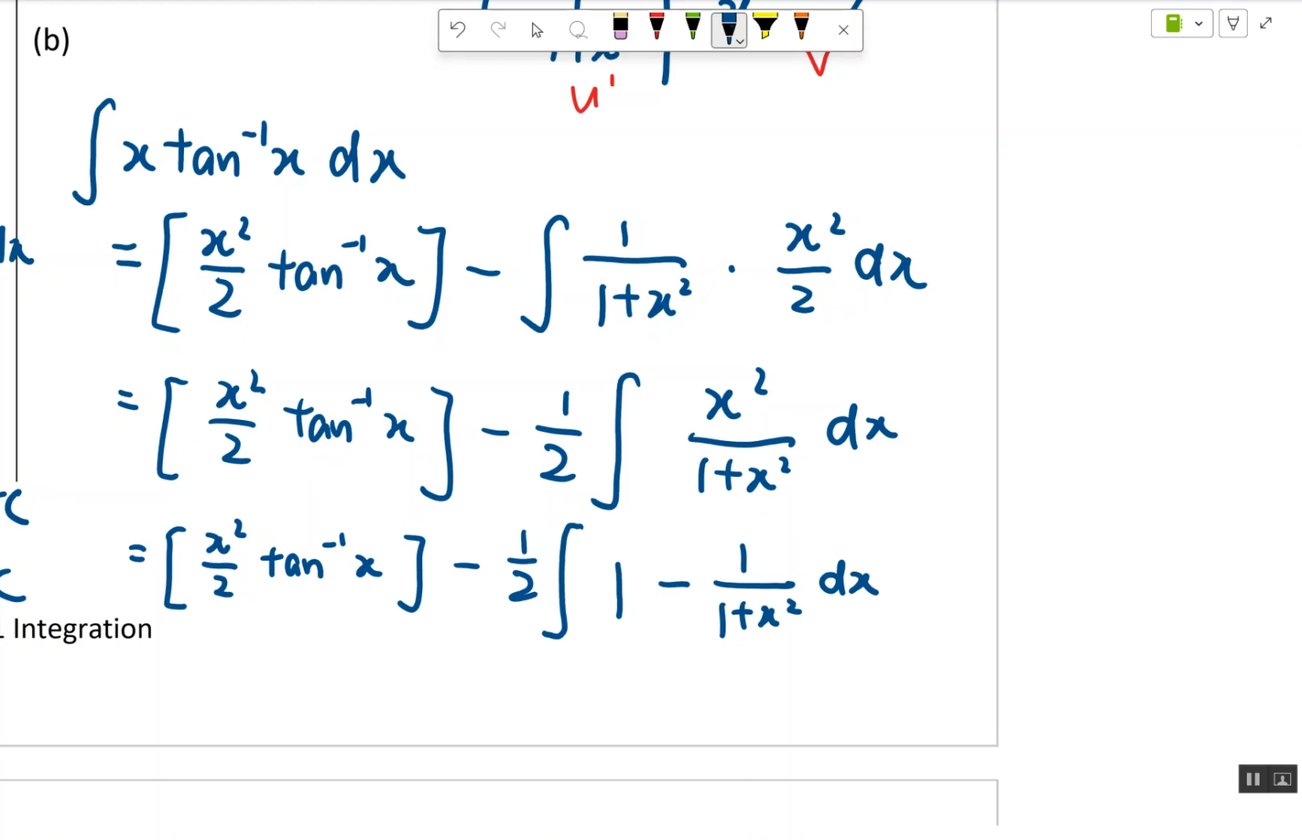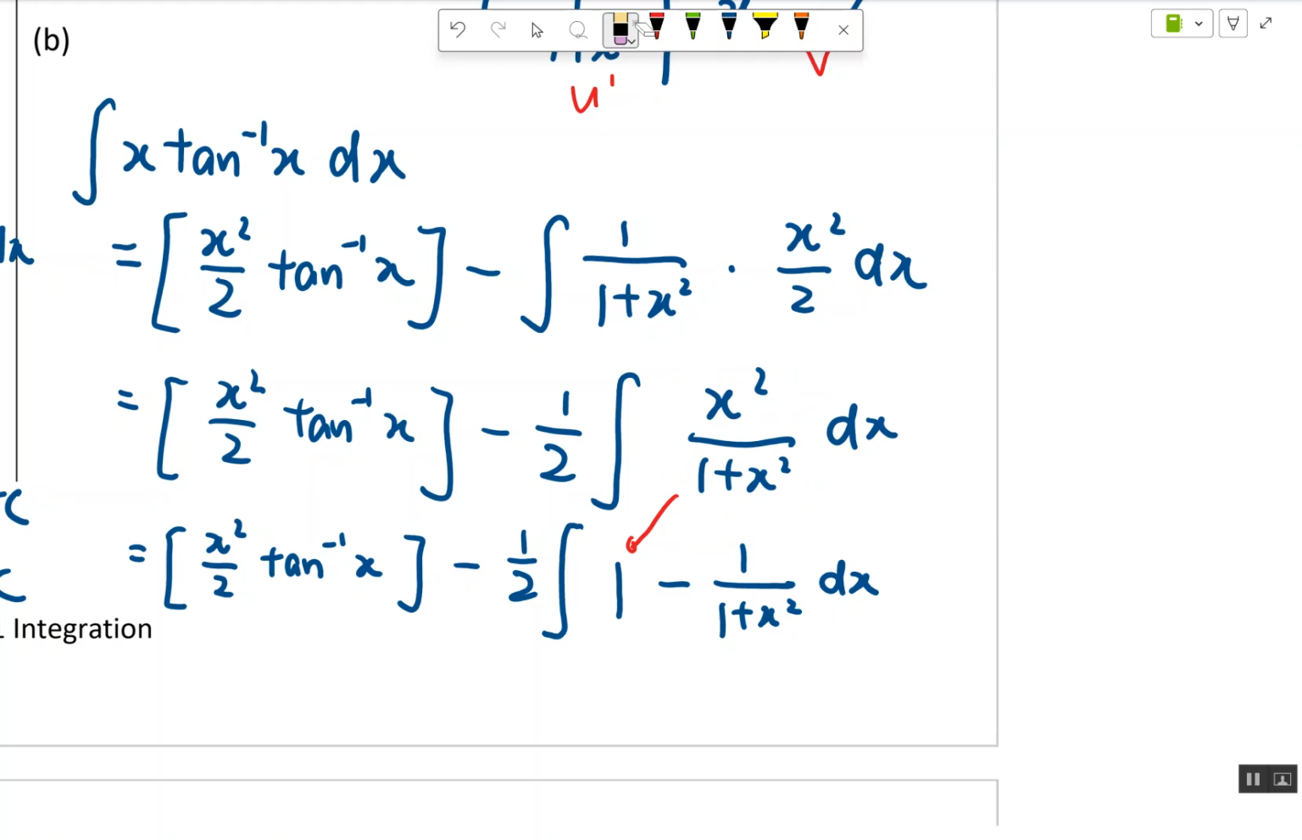Do long division for this, and you get 1 minus 1 over 1 plus x squared. If you wonder how I do it so fast, I just add 1 and subtract 1 over here. This gives me my 1, and then the rest will be minus 1 over 1 plus x squared. If you understand how I use this zero-sum way to get the quotient plus remainder over divisor, that's good for you. If not, just use long division to get this as a result.